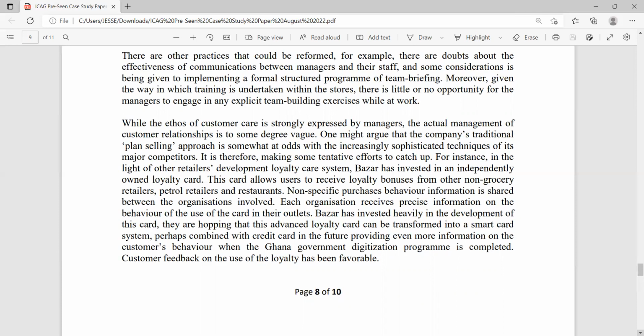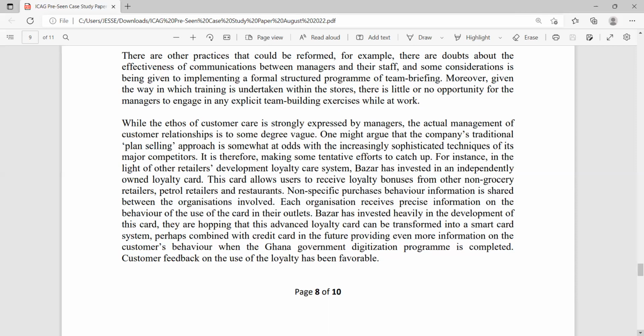Now let's see why. One might argue that the company's traditional planned selling approach is somewhat at odds with the increasingly sophisticated techniques of its major competitors. Now, again, when I see planned selling, I would quickly note that down and check what it means. What is planned selling? Planned selling simply means a traditional approach of selling, which is not sophisticated, and it's more traditional.